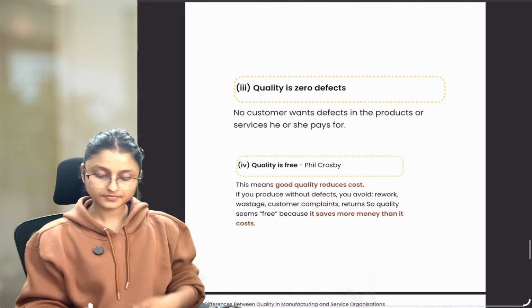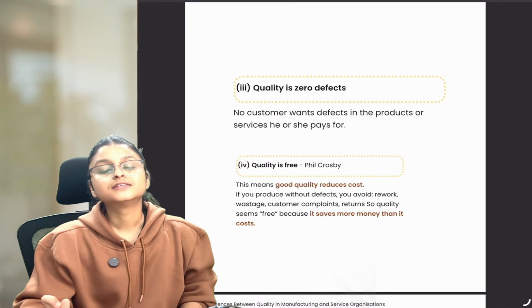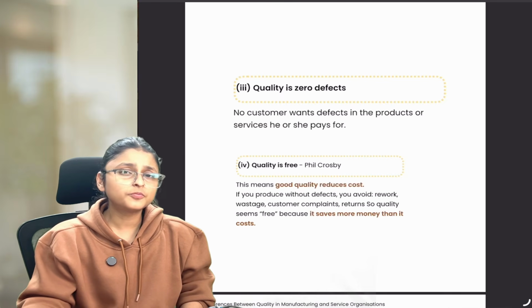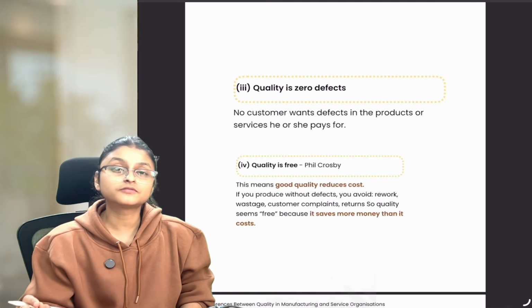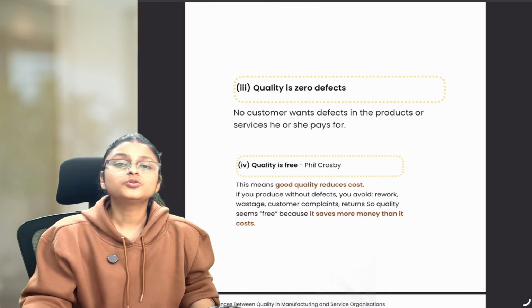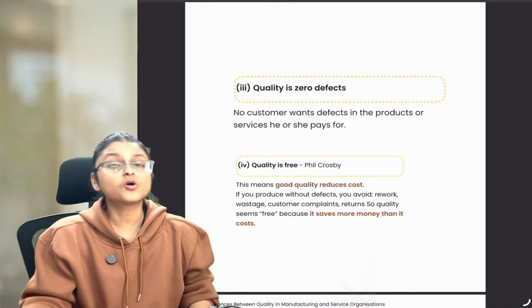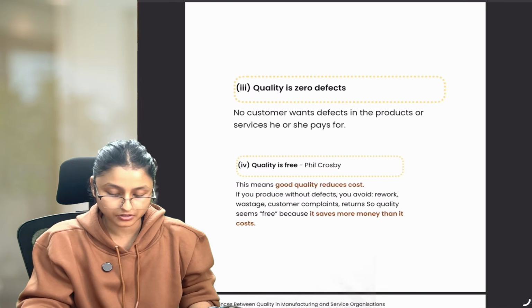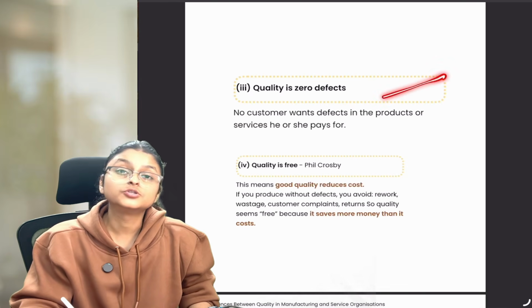Now, next is quality is zero defects. Think about it. As a customer, would you prefer that even after paying the full amount, you are not getting a good quality product? The answer is no. You want a good quality product. You want zero defects. And if you are getting defects, you will not prefer that product. So quality is zero defects.